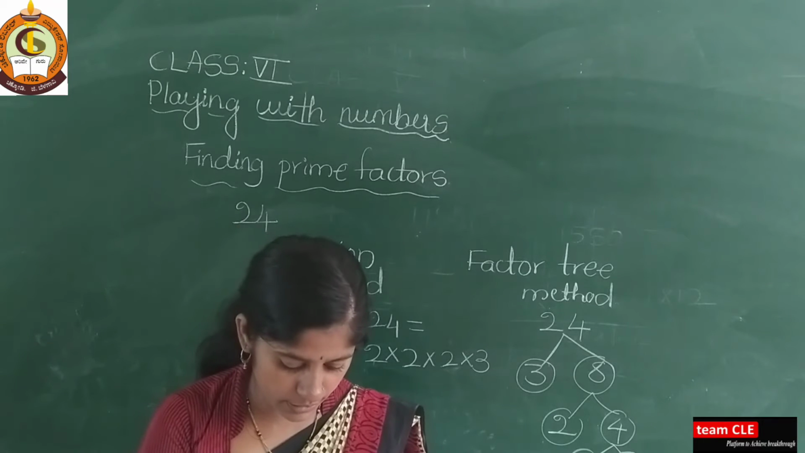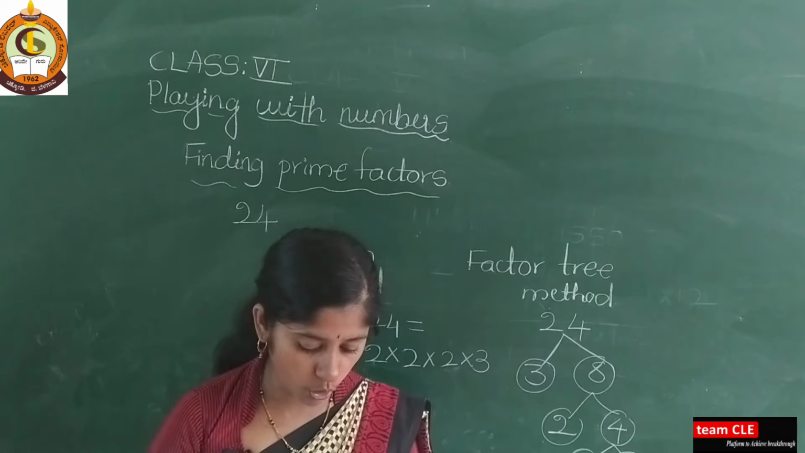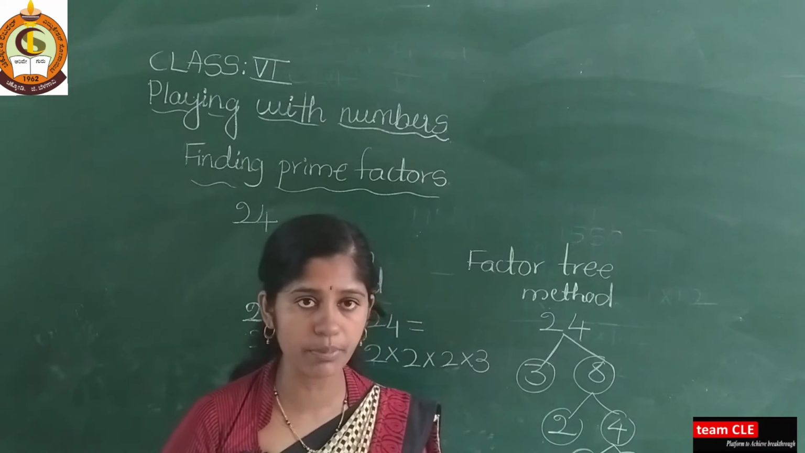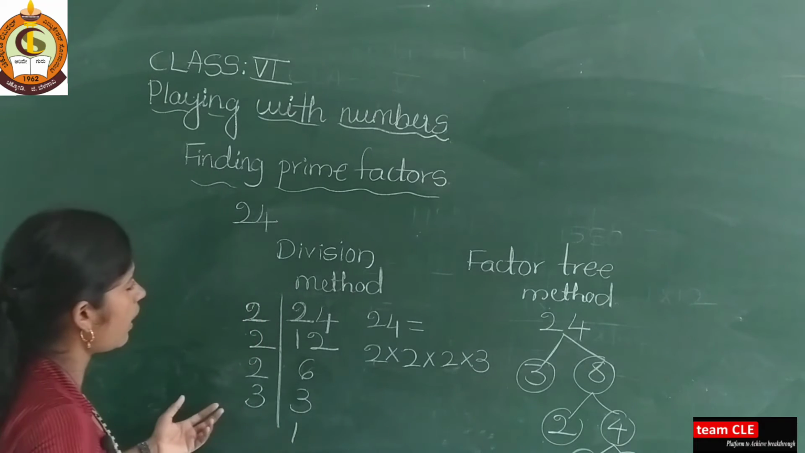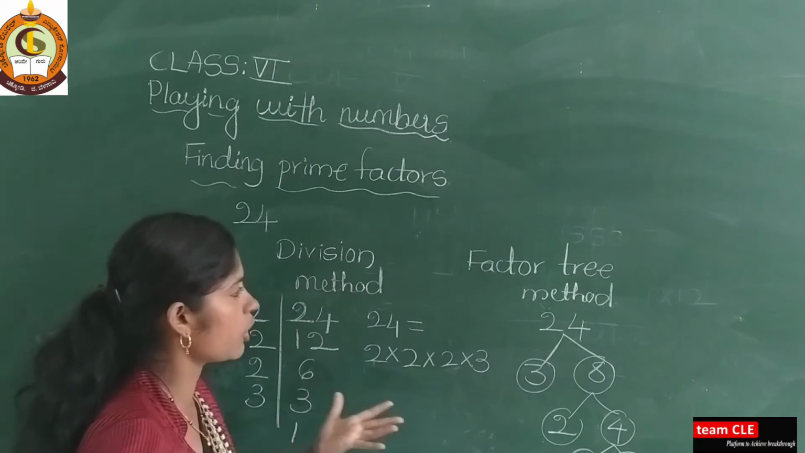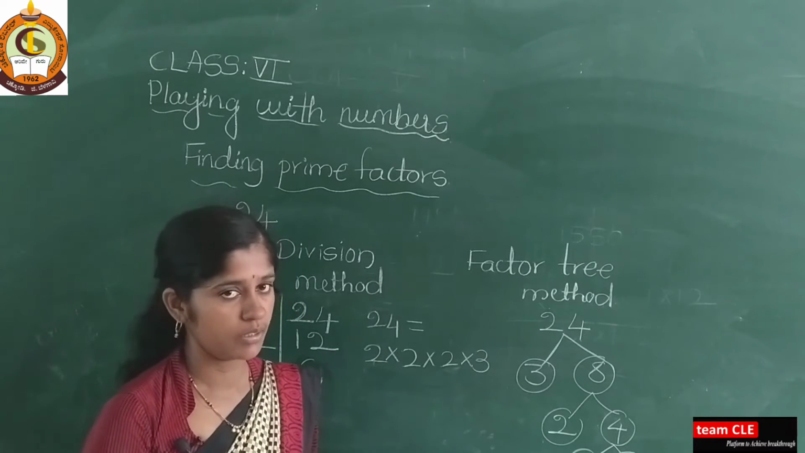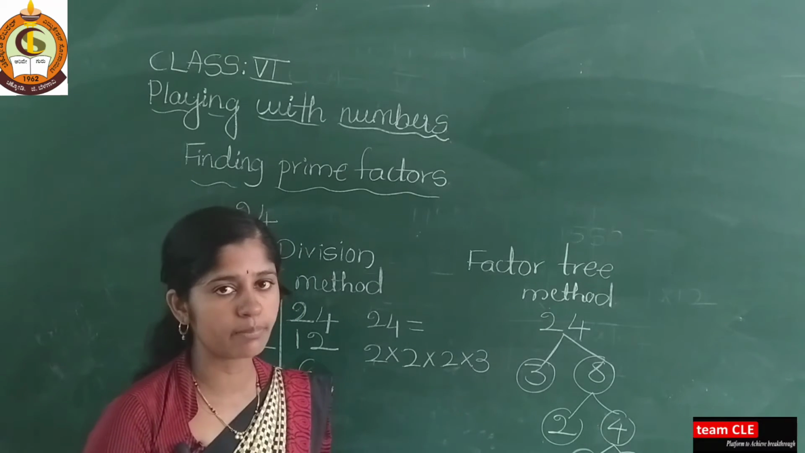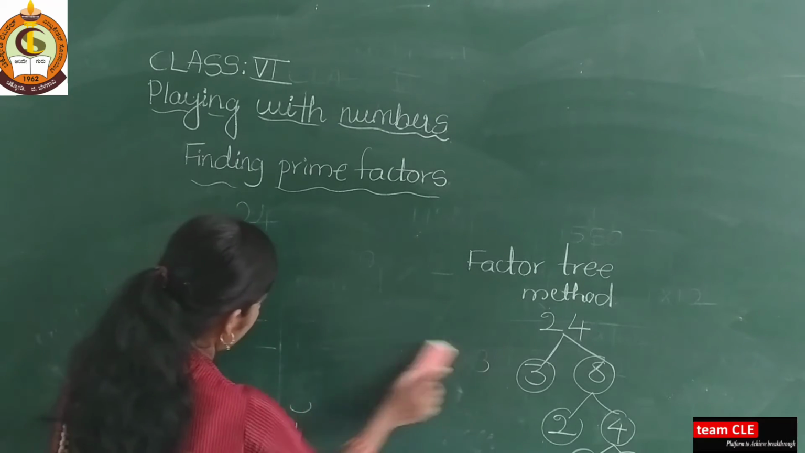Let us take a few more examples from your exercise 2.2. Find all the factors of the given numbers. Here they have not mentioned which method you have to use, the division method or the factor tree method. I will use the division method. Whichever is convenient to you, you can follow that method, but I will follow the division method.